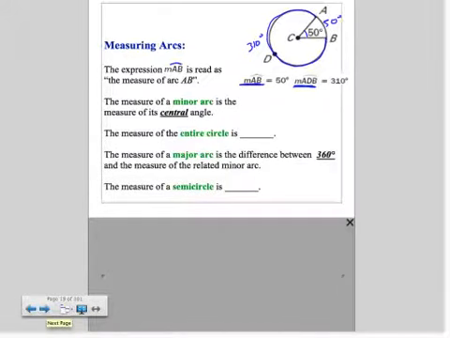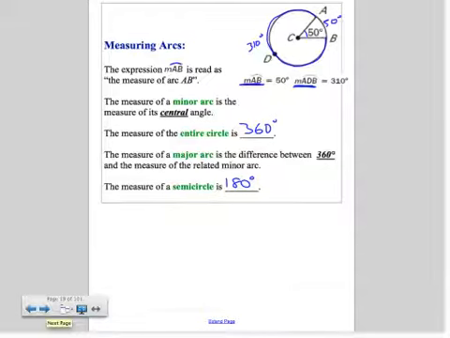All right, so the measure of a minor arc is the measure of its central angle. We already knew that. The measure of the entire circle is 360. Already discussed that a little bit. Major arc, we know the difference between 360 and the minor arc. And then finally, the measure of a semicircle is always 180 degrees. All right, again, we cut the circle in half. Half of 360 is 180.